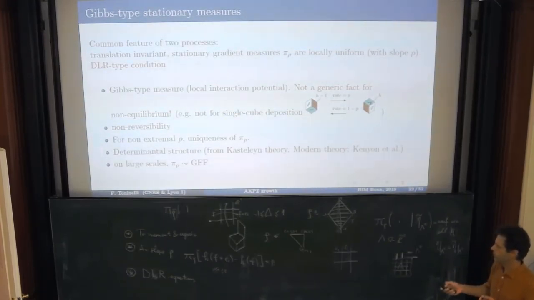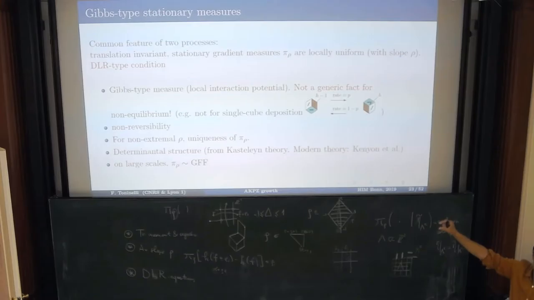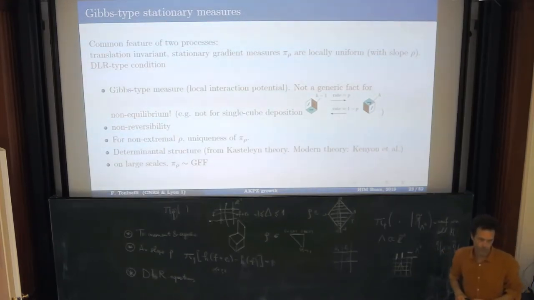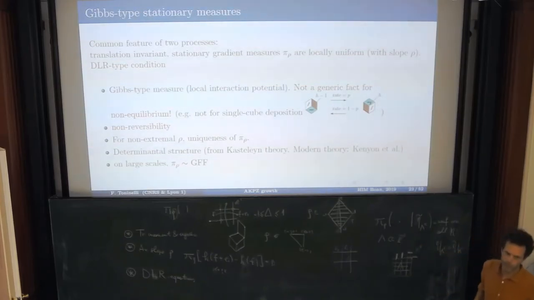That means that if you want to compute probabilities of the type, I have a dimer here and a dimer there, then you just have to compute a 2x2 determinant. If I want to impose a dimer here, a dimer there, and in k positions, you have a k by k determinant to compute. This is very special. Maybe I will have some kind of formula later. Any questions?